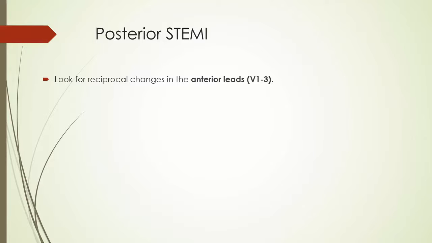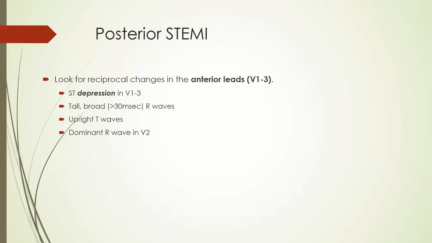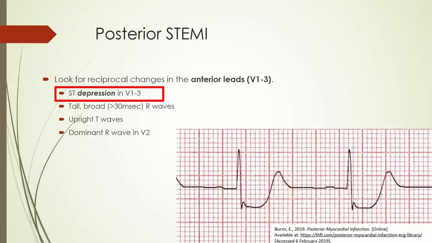Now, when you're looking for a posterior STEMI, what you have to understand is that all the usual changes that you see in a STEMI have been flipped upside down, because although our leads are placed on the front of the chest, all the changes are happening on the posterior aspect of the heart. So our usual ST segment elevation has become ST depression in the anterior leads V1 to 3. Tall, broad R waves, upright T waves, and a dominant R wave in V2. These are the features of a posterior STEMI. It's really that ST segment depression that's important to look for in the anterior leads.